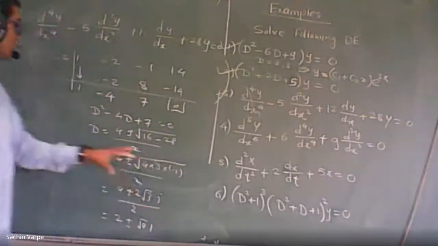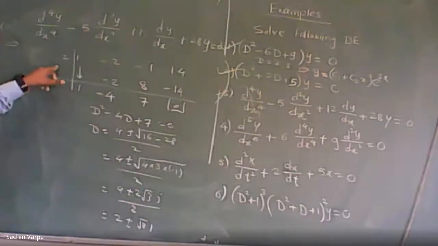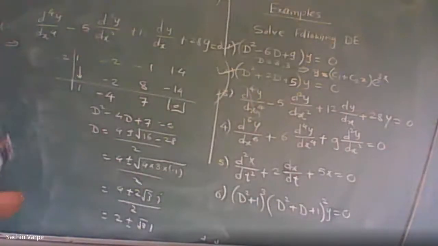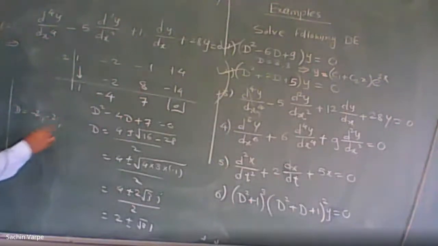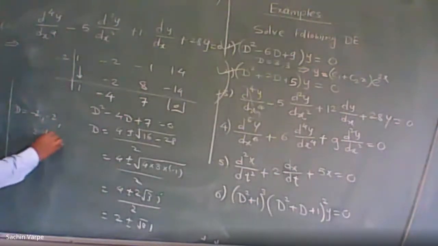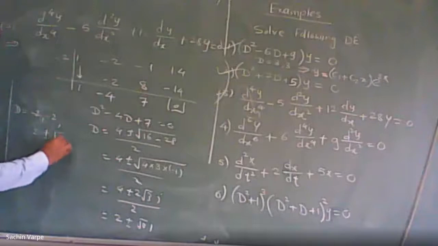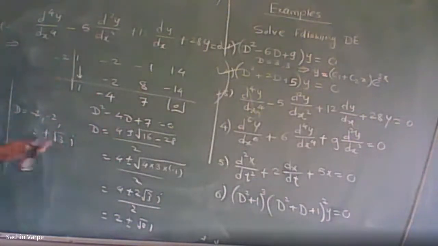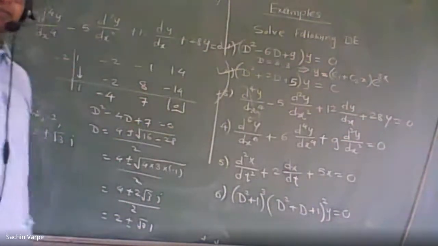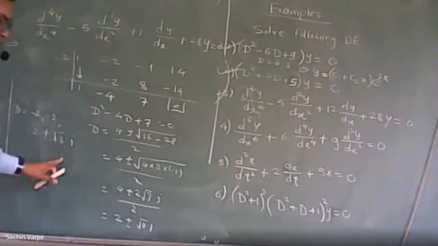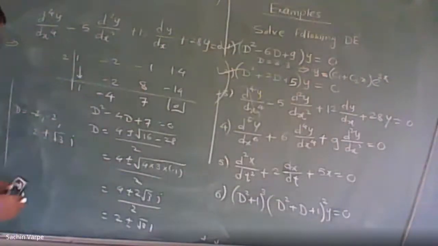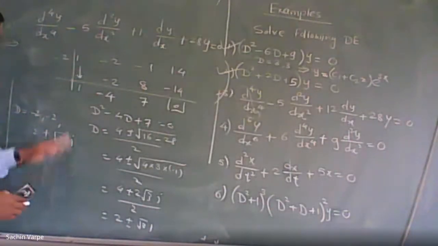And already we have the two roots, minus 2 repeated twice. So in total, we have 4 roots: D equal to minus 2, minus 2, and then 2 plus minus root 3i. Is it okay with the roots? 4 roots we are having. So write the complementary function for these 4 roots.